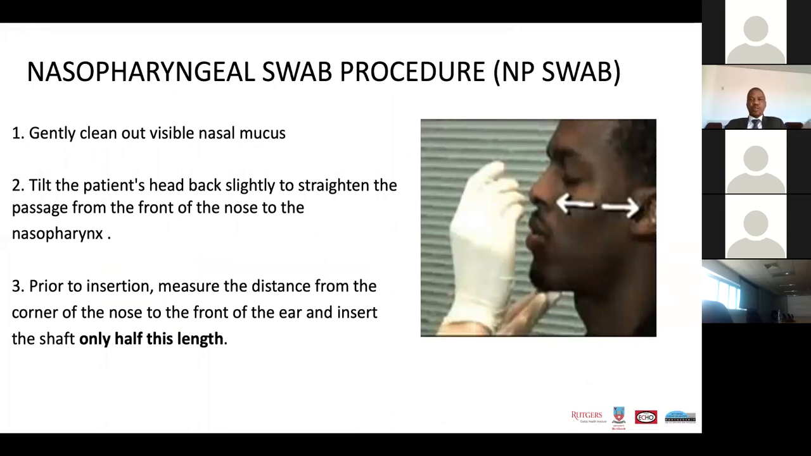For the nasopharyngeal swab, you gently clean out visible nasal mucus. And cleaning this is very, very critical, because sometimes you can have some dirt, especially for the elderly who take that sniff, and then it can inhibit your testing. And then you tilt the patient's head back slightly to straighten the passage from the front of the nose to the nasopharynx. And then prior to insertion, measure the distance from the corner of the nose to the front of the ear and insert the shaft only half its length.